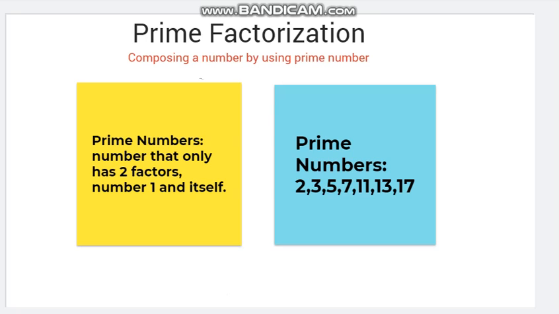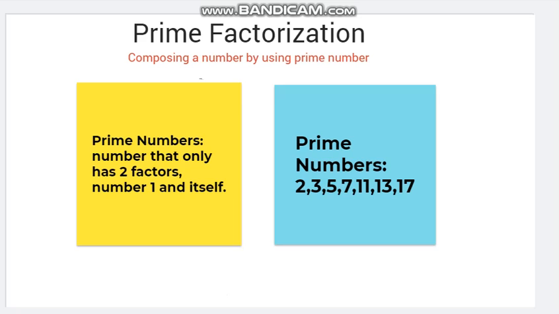Okay, hello. Now we're going to learn about prime factorization. As you know, prime numbers are numbers that have only two factors, which are the number 1 and the number itself. Now, the prime numbers less than 20 are 2, 3, 5, 7, 11, 13, and 17. Those are the common prime numbers that mostly appear during prime factorization.